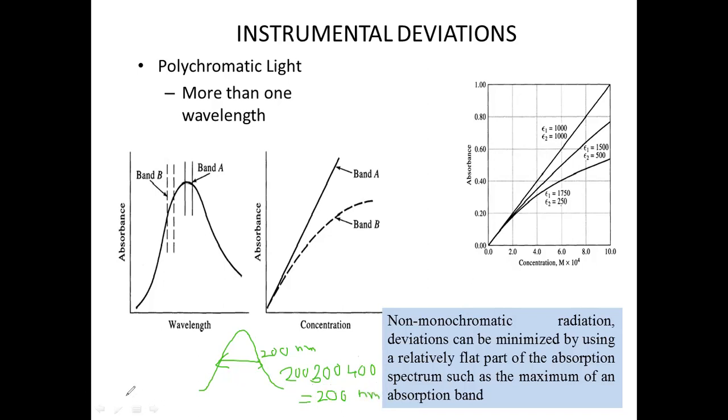Or if you select something from a narrow band pass or narrow bandwidth, in this case the band pass is 50 nanometer. Now if you want to make 300 nanometer incident onto the sample, your monochromator is going to pick up the wavelengths from 275 nanometer to 315 nanometer. So 315 minus 275 would be 50 nanometer.